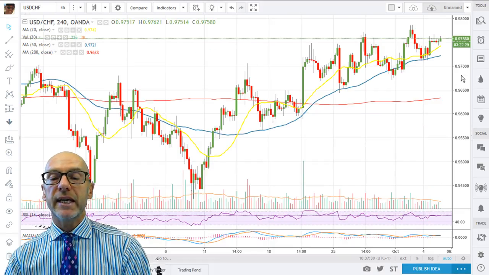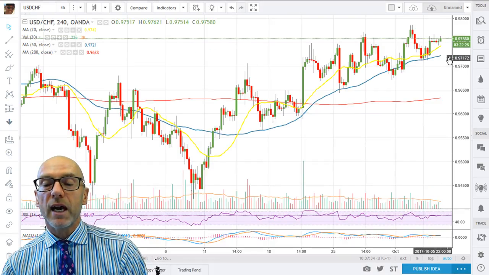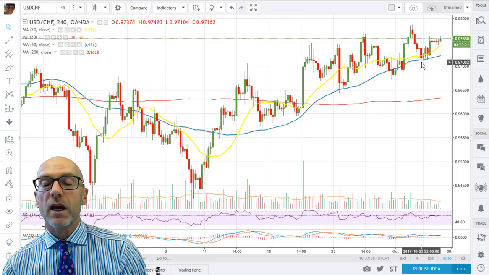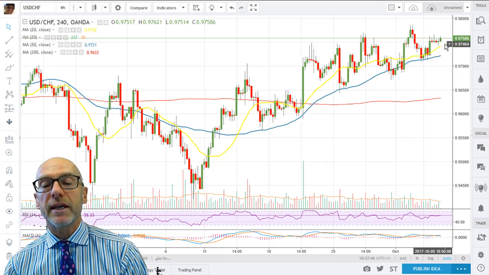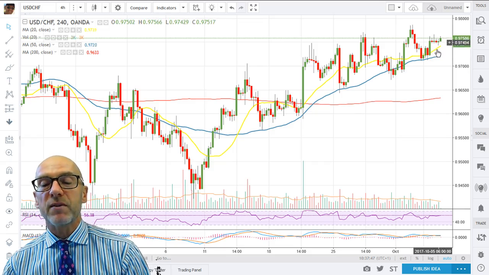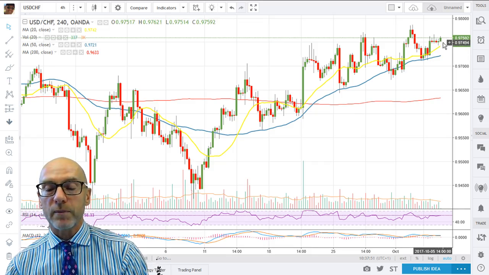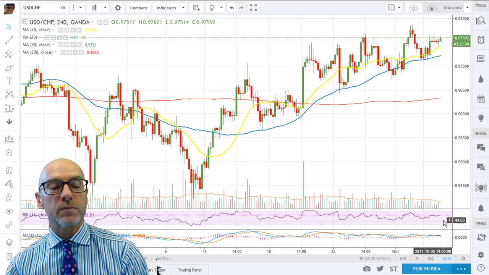So here each candle represents 4 hours of trading, and you can see that the pullback that we had brought us back to the rising moving averages, which was good. We've then bounced off those immediately. That was good, and I would expect these moving averages to give the push on up on the dollar.